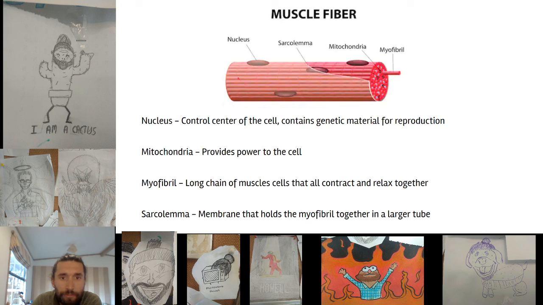A long chain of muscles connected together, so these long tubes here, these are called myofibrils, and that's a long chain of muscle cells, and they will all contract or relax together. And all of these myofibrils are bunched together, and these larger bunches are called a sarcolemma. And this is the membrane that holds the myofibrils together in a larger tube. The important part to remember here is the mitochondria, which is the bit that provides power to the cell.